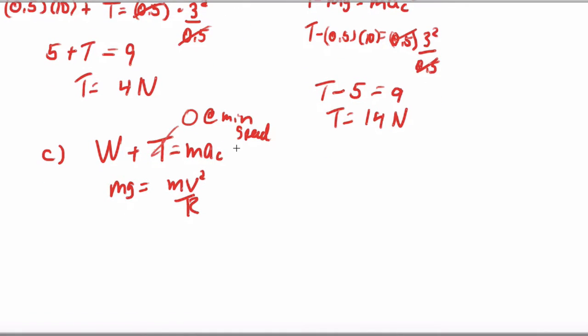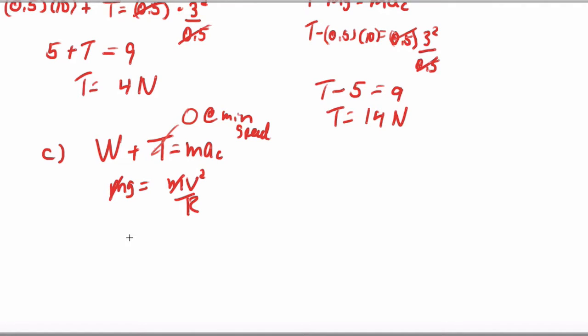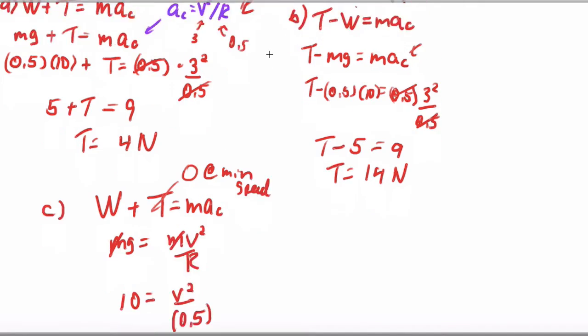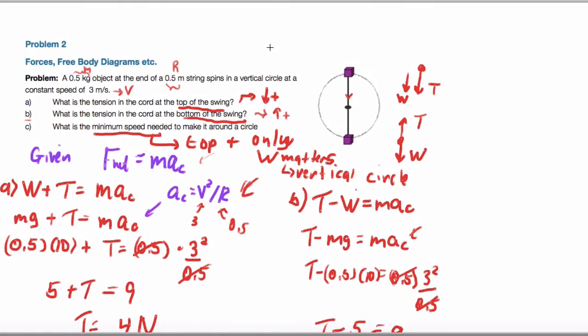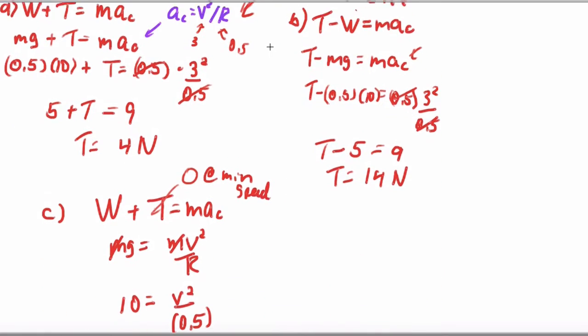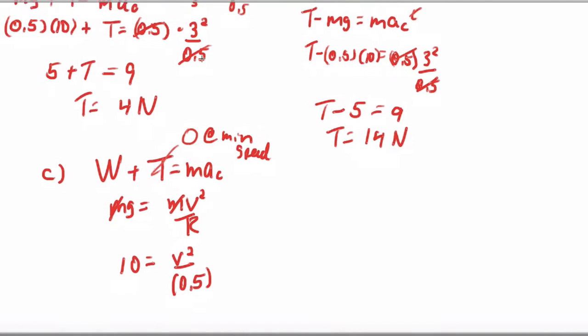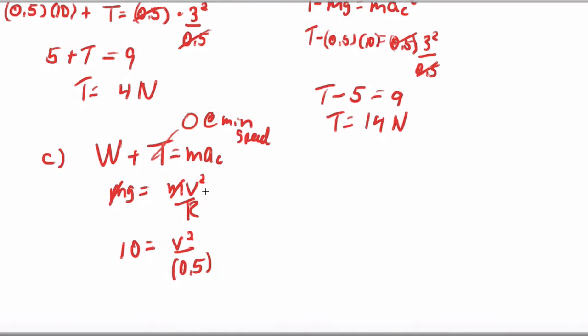I want you to notice something. I can actually cancel out the mass. That's something you don't have to do, but it does actually work out that way. So 10 is v squared divided by our radius, which is 0.5. So just to be clear, we don't actually know what the speed is. A lot of people are tempted to put in 3. So I want to be clear, v is not equal to 3. It's unknown in part C.